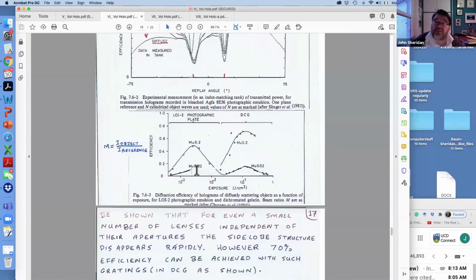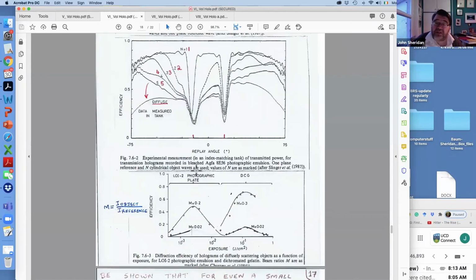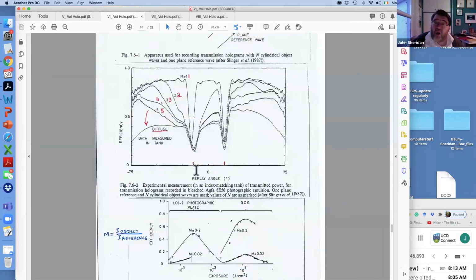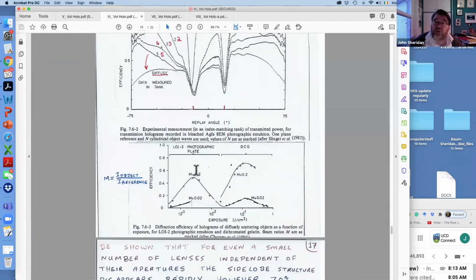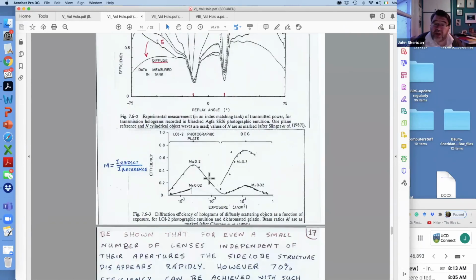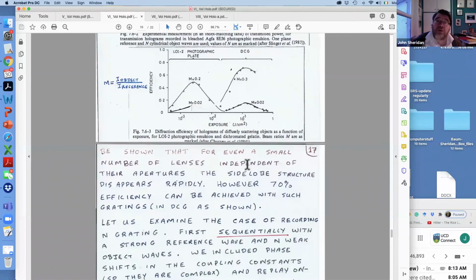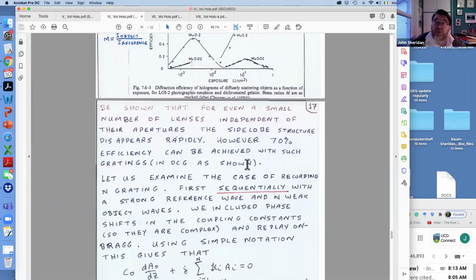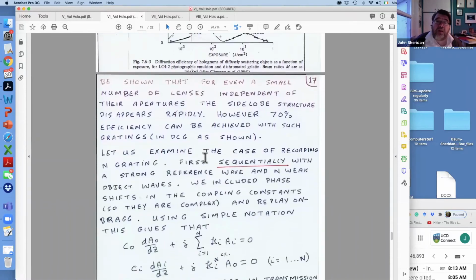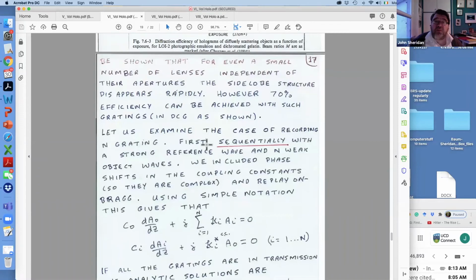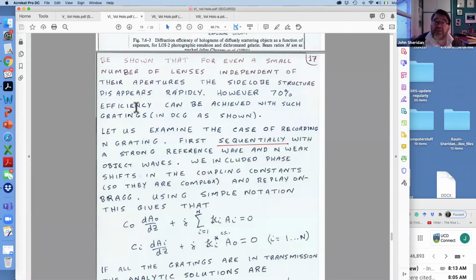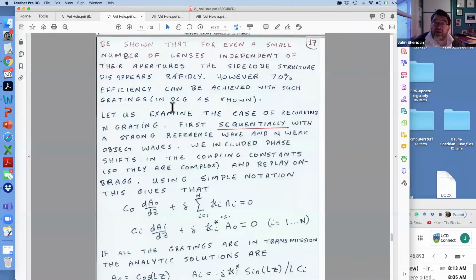I'm not going to stress this because a lot of these experiments were done in dichromated gelatin or in silver halide. But again, all of the results we're given, all of the theory that's been shown, here you see a comparison, a continuous numerical curve against experimental values, the dots. So all of these theories work. They're of practical value, even for quite complicated situations. It can be shown that for a small number of lenses, independent of their apertures, the side lobe structure disappears rapidly. However, 70% efficiency can be achieved with such gratings in the dichromated gelatin.